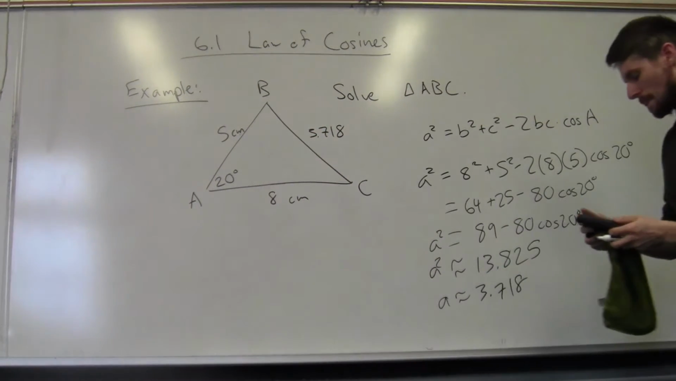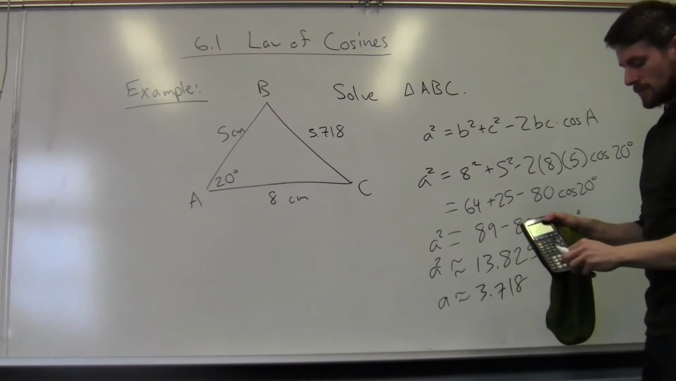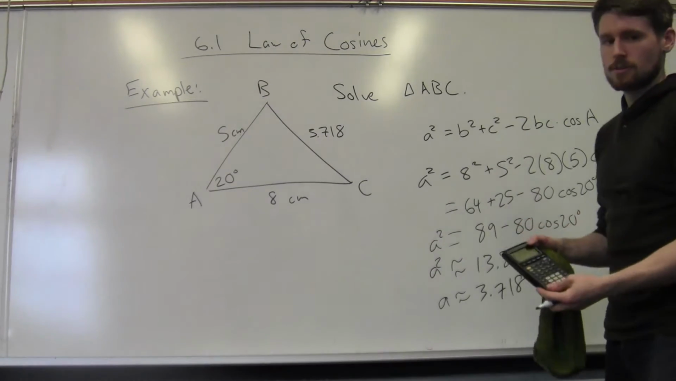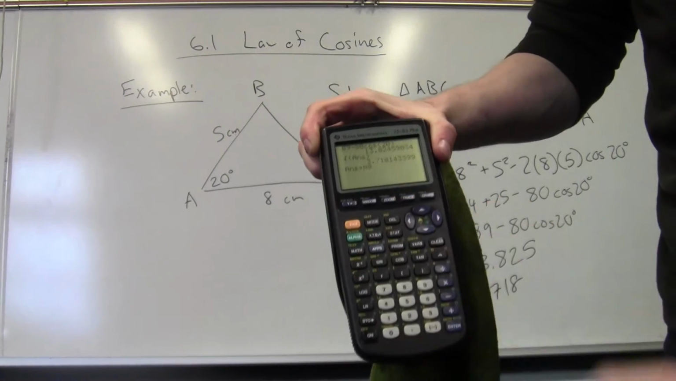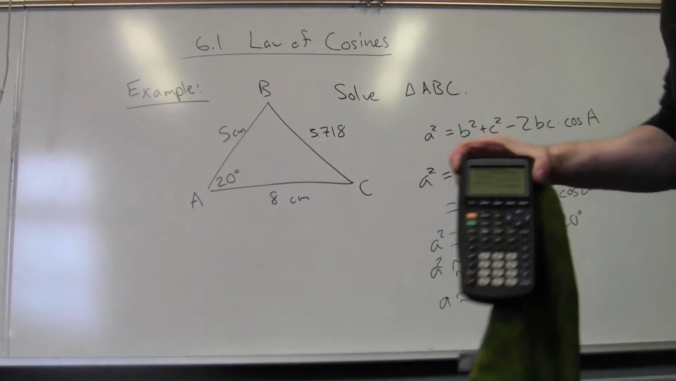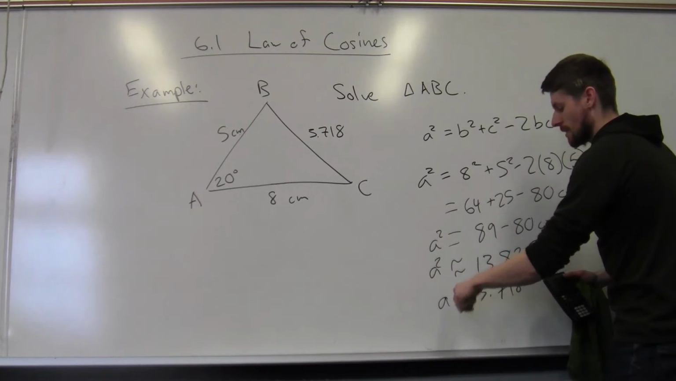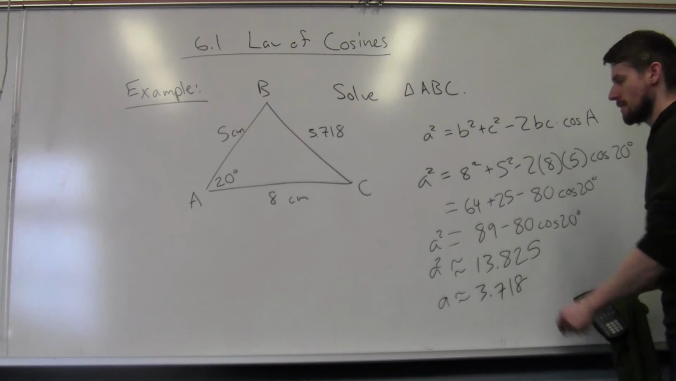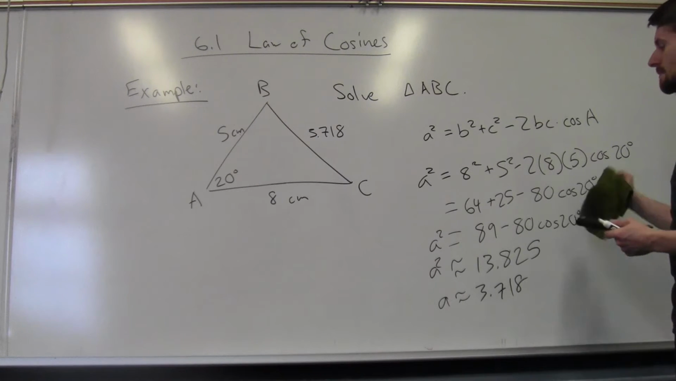Okay. So I'm going to store that answer into my calculator because I'm going to need it later. And if you forget how to store, you press this STO button. You press STO and then put it into a variable, and then you hit enter. And so that's going to set this letter A in my calculator to the number 3.718.